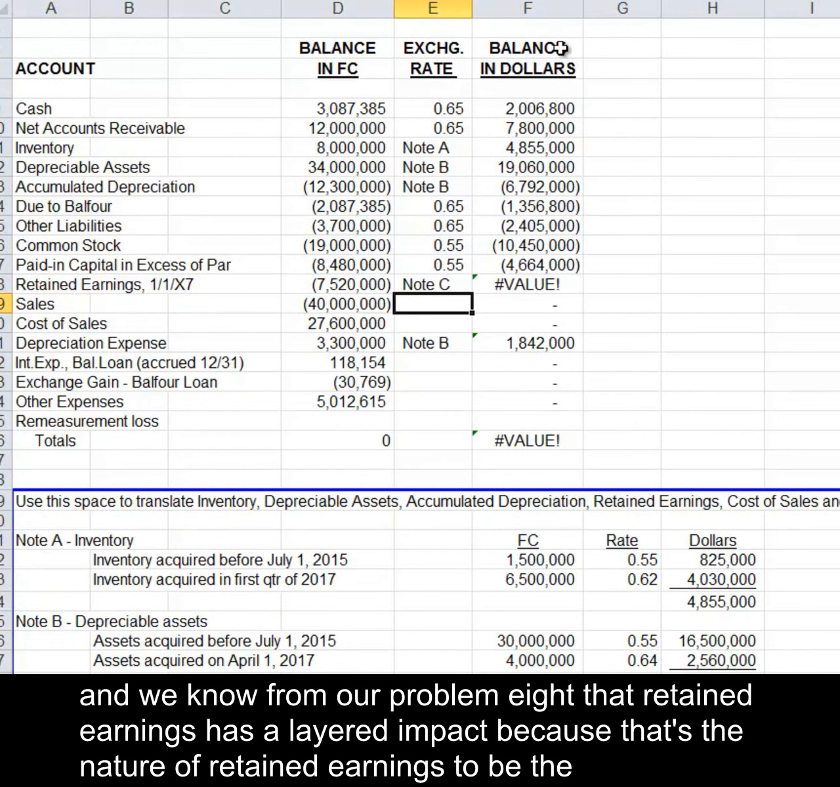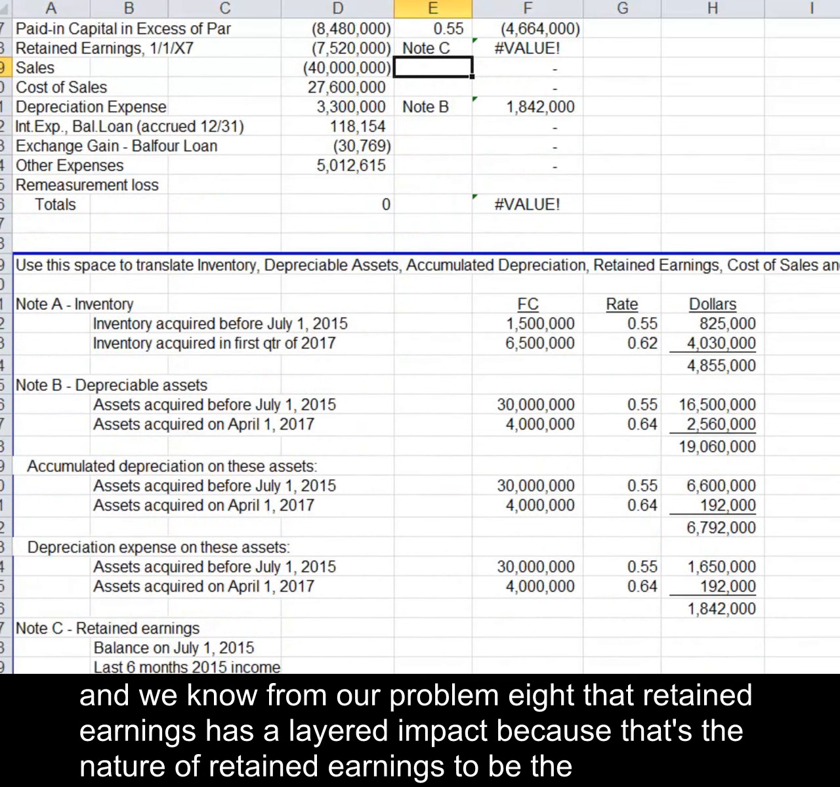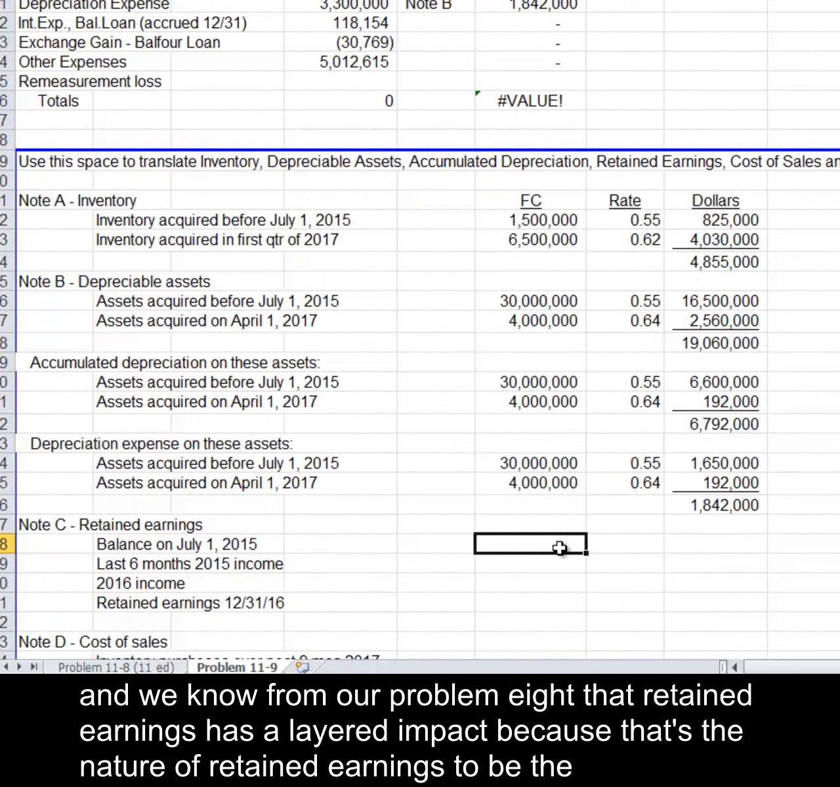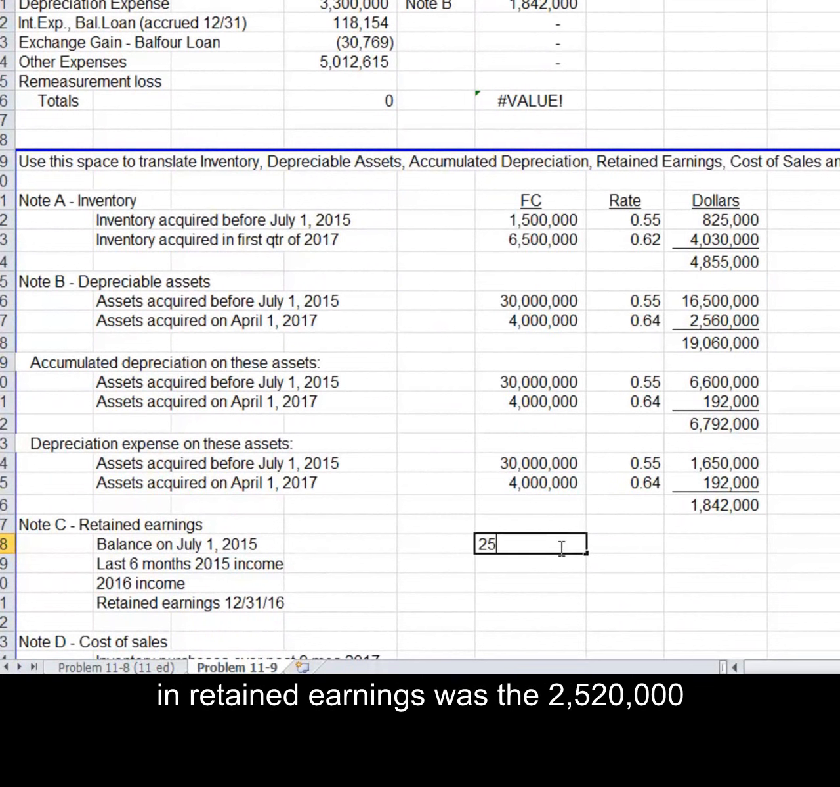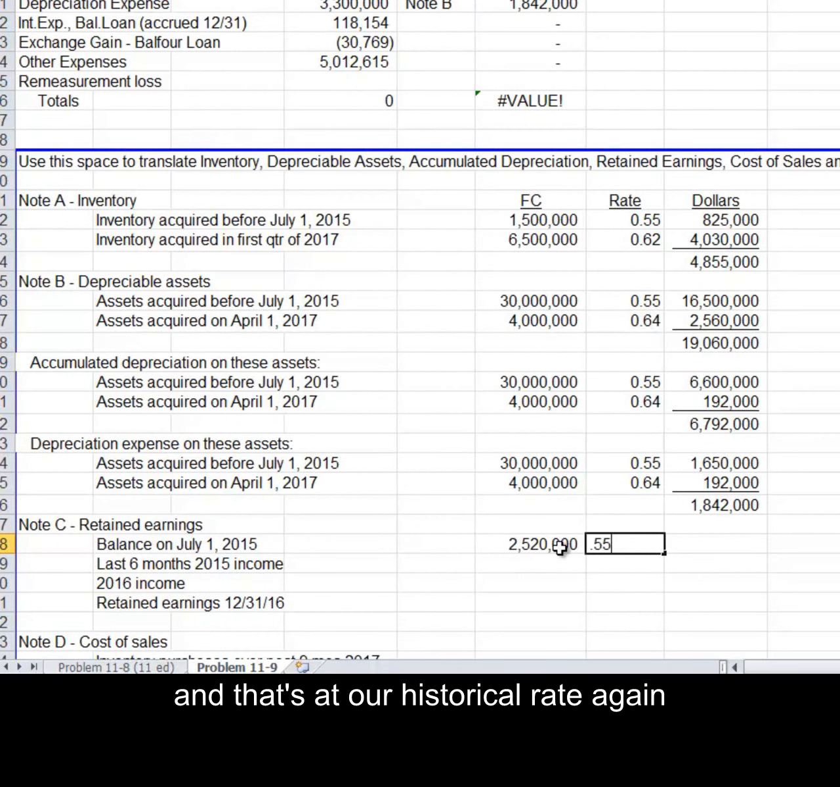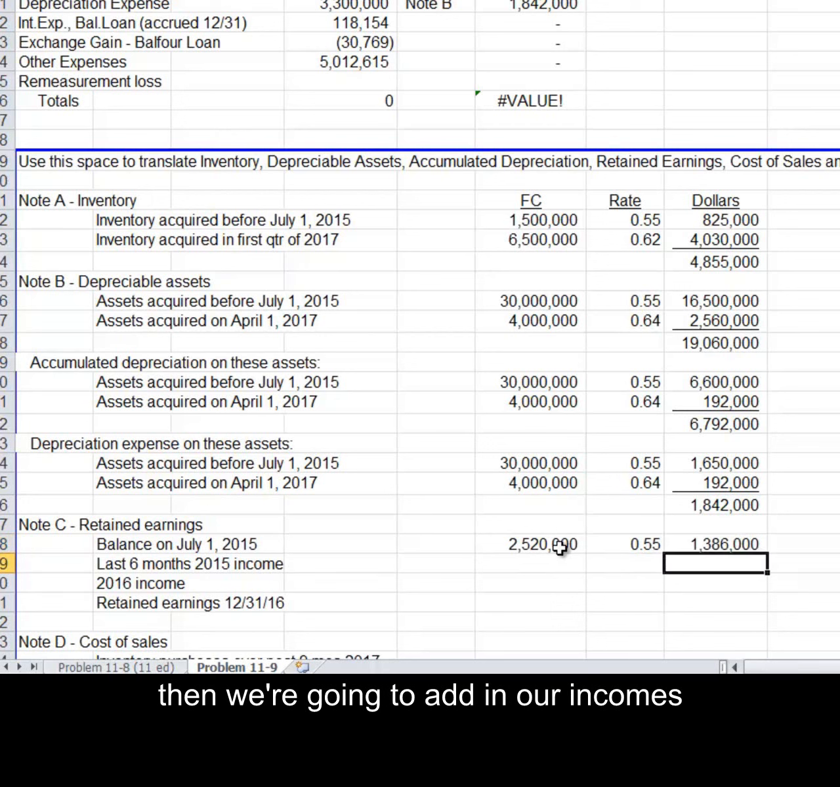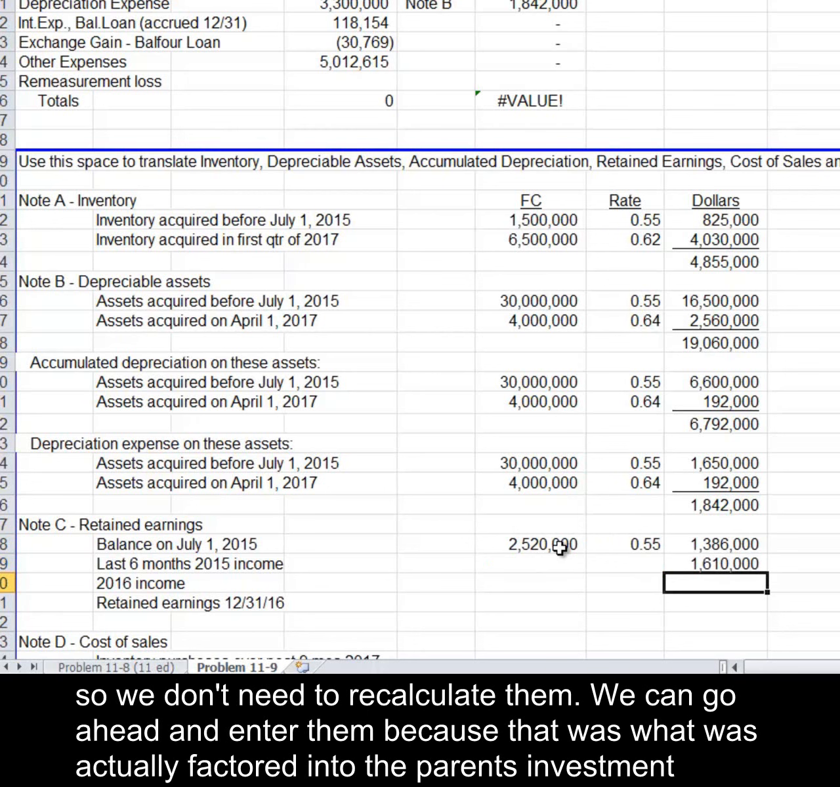And we know from our problem 8 that retained earnings has a layered impact because that's the nature of retained earnings, to be the balance carried forward plus income less dividends. Well, the starting balance in retained earnings was the $2,520,000, and that's at our historical rate again. Then we're going to add in our incomes. Now these are given in the book for problem 9, so we don't need to recalculate them.